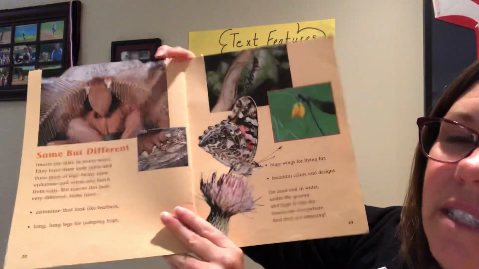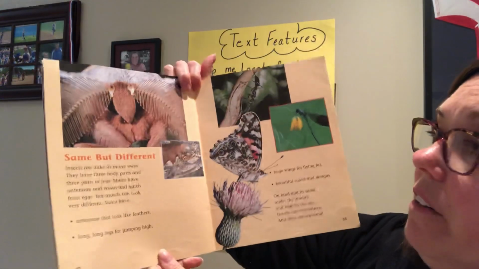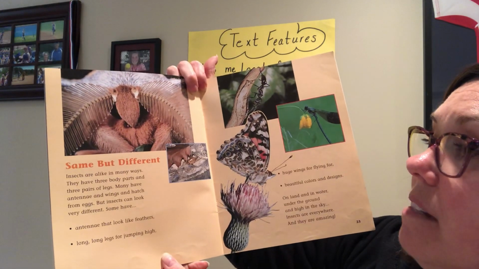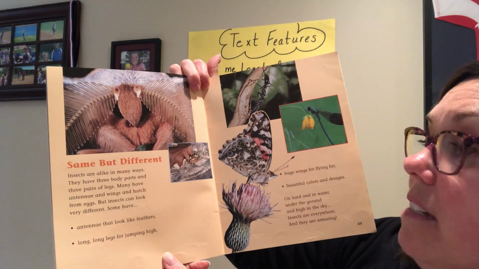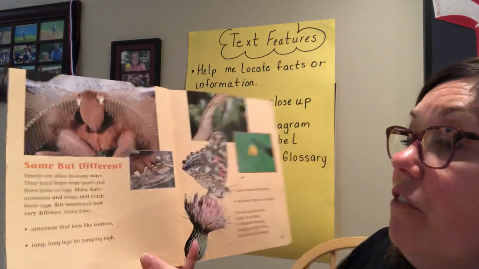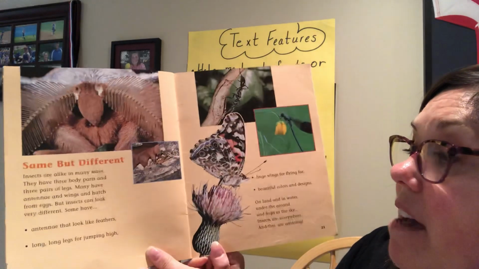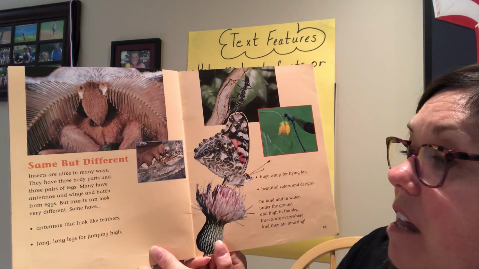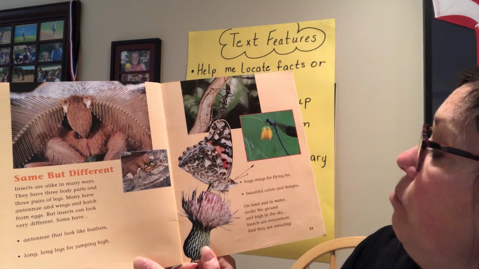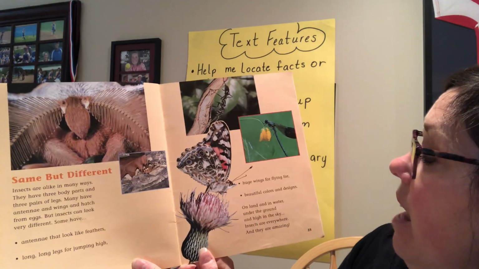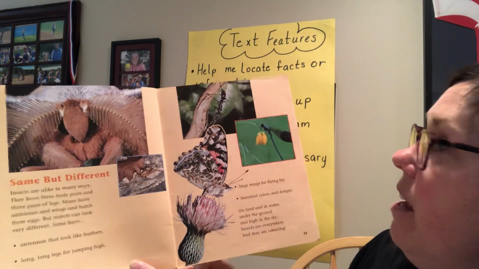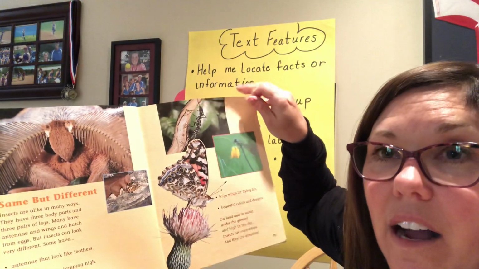Oh, these are really cool, guys. Look at these close-ups, and we have a new heading here. Same but different. Insects are alike in many ways. They have 3 body parts and 3 pairs of legs. Many have antennae and wings and hatch from eggs. But insects can look very different. Some have antennae that look like feathers, long legs for jumping high, huge wings for flying far, beautiful colors and designs. On land and in water, under the ground and high in the sky, insects are everywhere, and they are amazing.